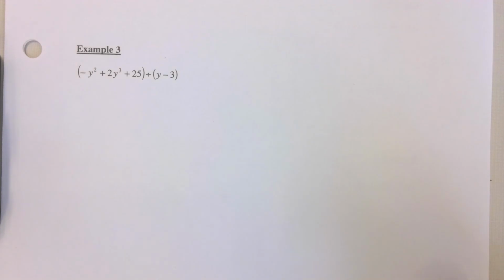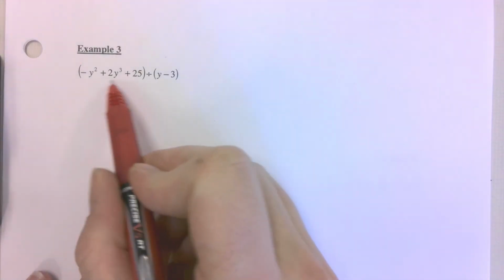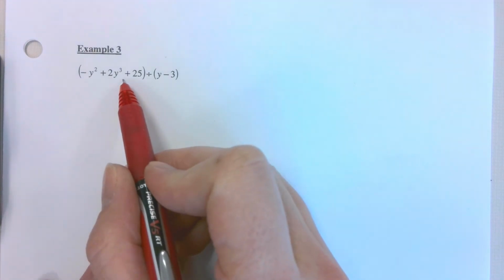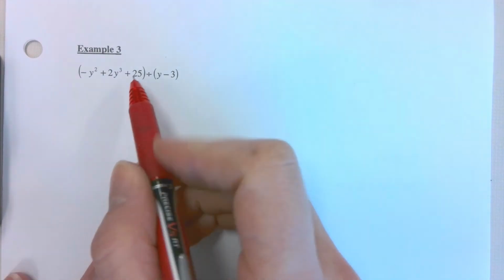All right, we have one more example where we're going to divide. And so we want to make sure again that this is in standard form, and I can see that I'm missing a y to the first, so I want to make sure I use a placeholder.